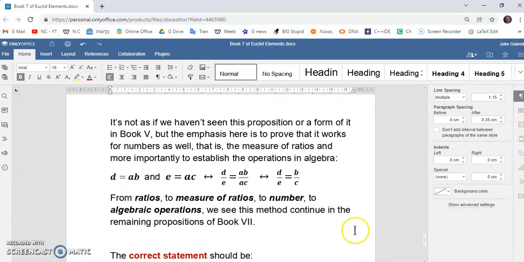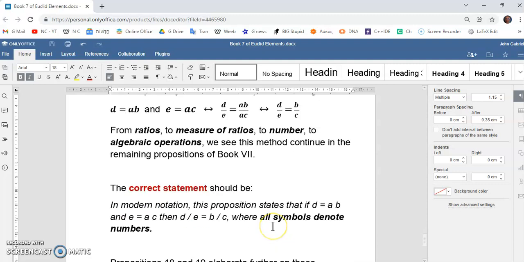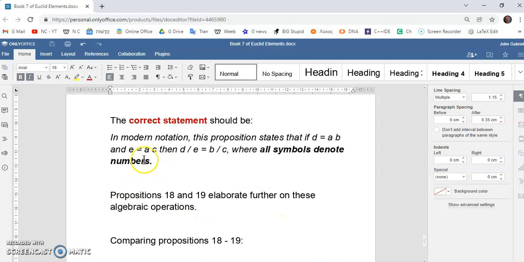It's not as if we haven't seen this proportion or a form of it in book 5, but the emphasis here is to prove that it works for numbers as well. That's why there is a book 7, because it's a transition from magnitude to number, that is the measure of ratios, and more importantly, to establish the operations in algebra. So correctly written, it would be stated like that, okay? No ratios there whatsoever. So from ratios to measure of ratios to number to algebraic operations, we see this method continue in the remaining propositions of book 7. And the correct statement should be the one that you see here.